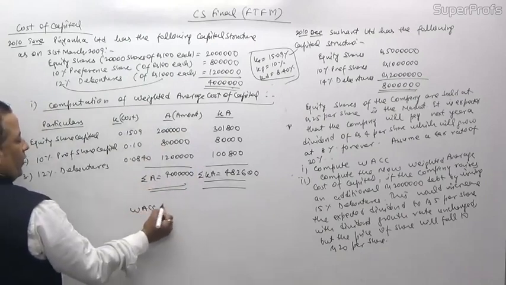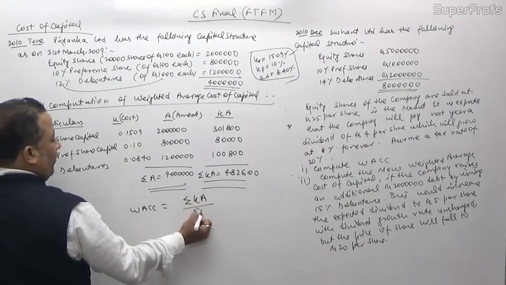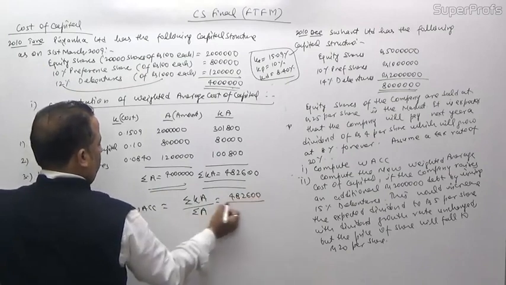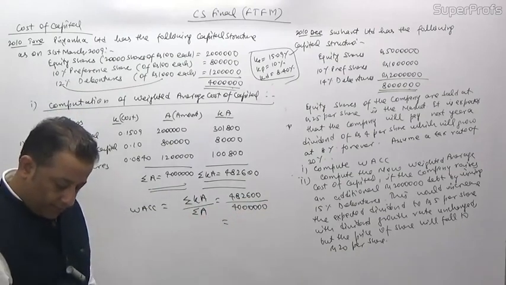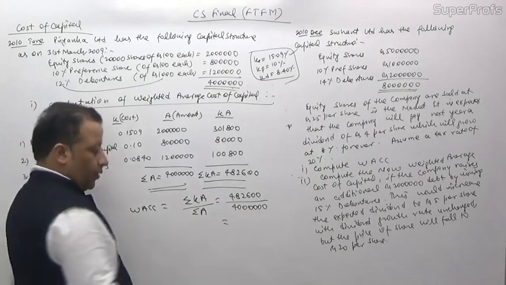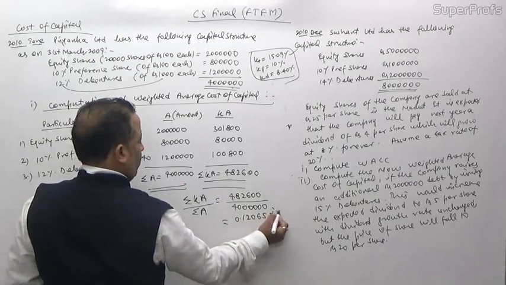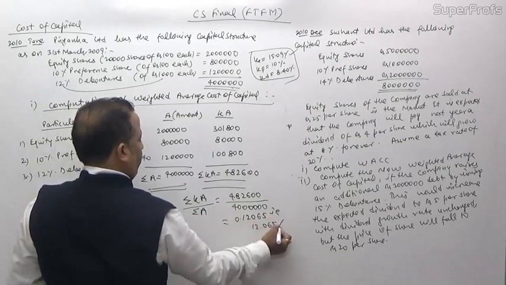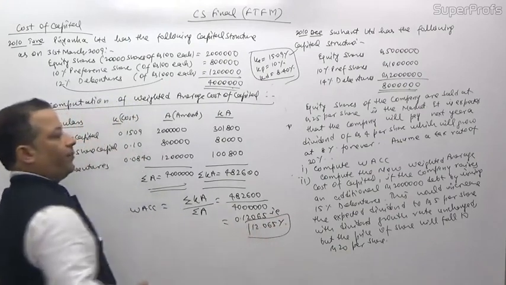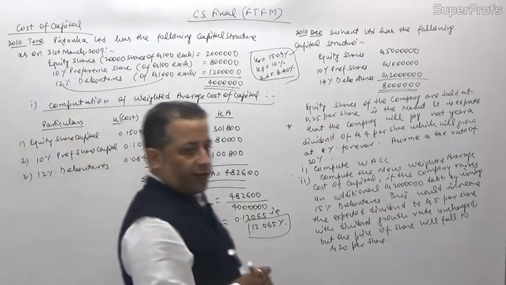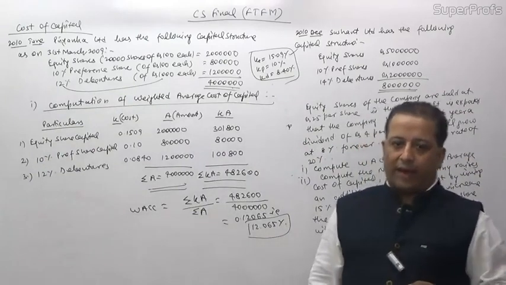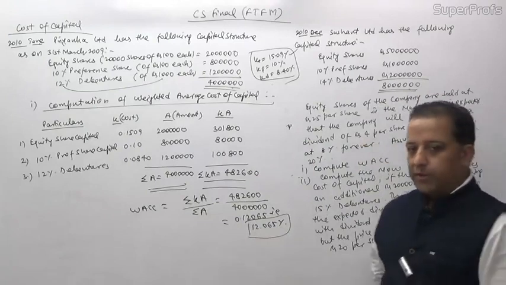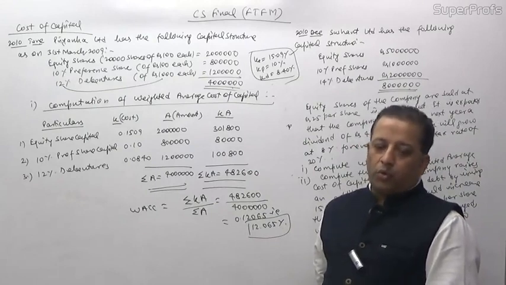The weighted average cost of capital is sigma KA divided by sigma A. 4,82,600 divided by 40 lakh is 0.12065, that is 12.065%. 12.065% is basically the weighted average cost of capital as per step number 1.